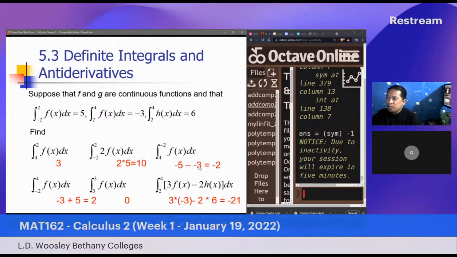O, yung negative 2 to 4 naman, negative 2 to 2 muna is 5. And then 2 to 4, it's negative 3. So 5 plus negative 3 is 2. And of course, yung 3 to 3, 0 yan. And then meron kang mga ano dito, 2 to 4, may negative 3 times 3 minus 2h, x is 6 yan. So, ayan, negative 9 minus 12 is negative 21. Okay? Medyo challenging siya.